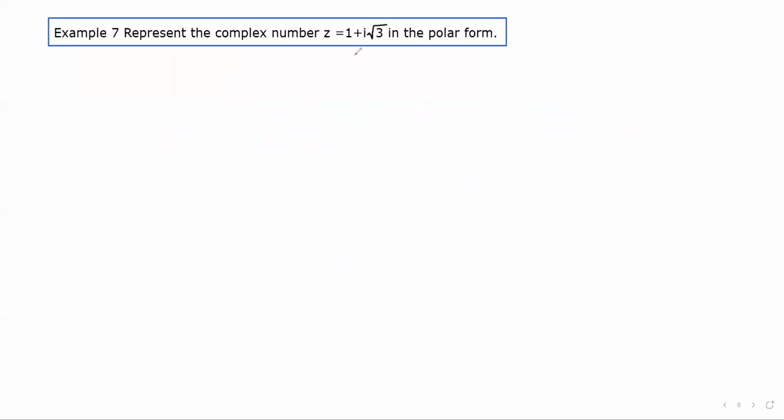Next, represent the complex number in polar form. Now, polar form means in terms of r and theta. So all you have to do is get the values of r and theta. So z is equal to 1 plus i into root 3. Here, in general form, z is equal to a plus ib. So a is equal to 1 and b is equal to root 3.